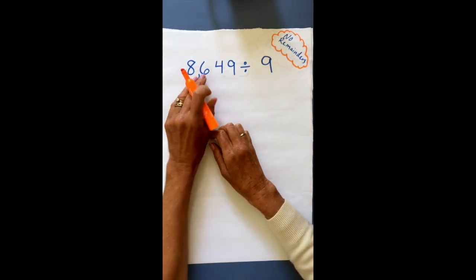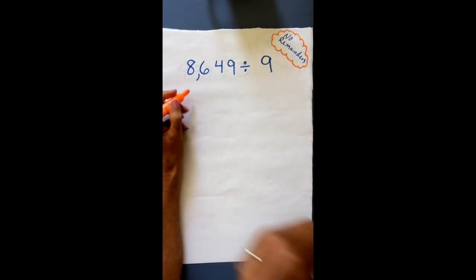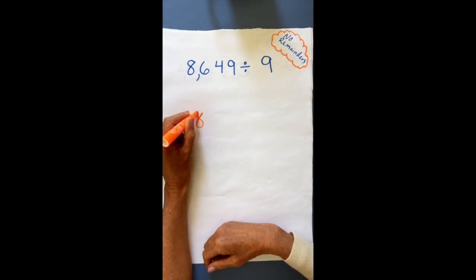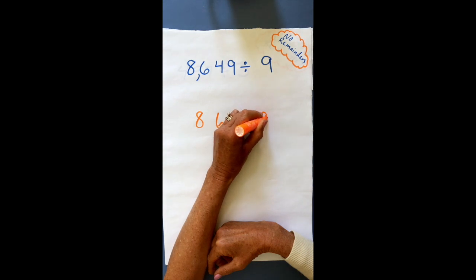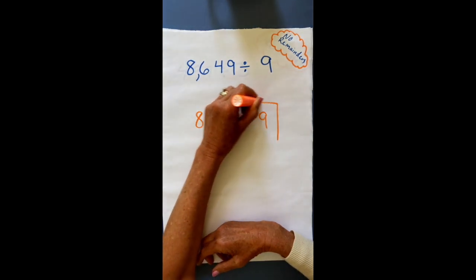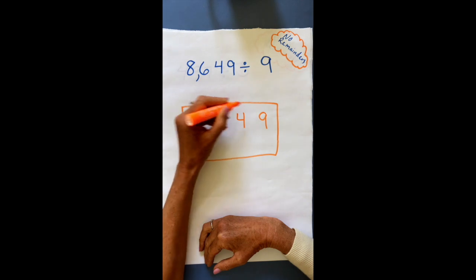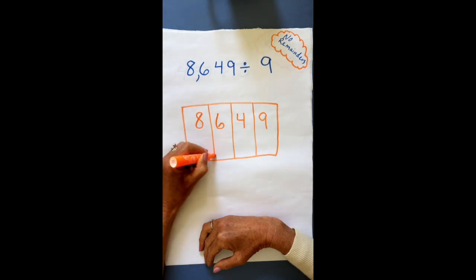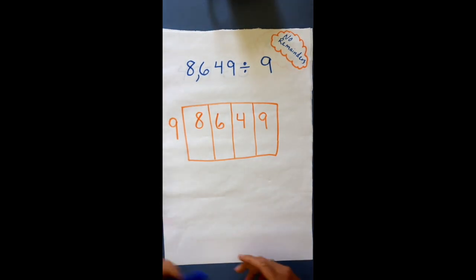Okay, so this is a 4-digit dividend divided by 1 digit, and there's no remainders again. So with this kind of problem, if I wanted to solve it box method, I would just write the digits of the dividend. And then I'm just going to put them in a box. And then I'm going to divide the boxes. So each digit gets its own box. And now I'm going to put the divisor out there.